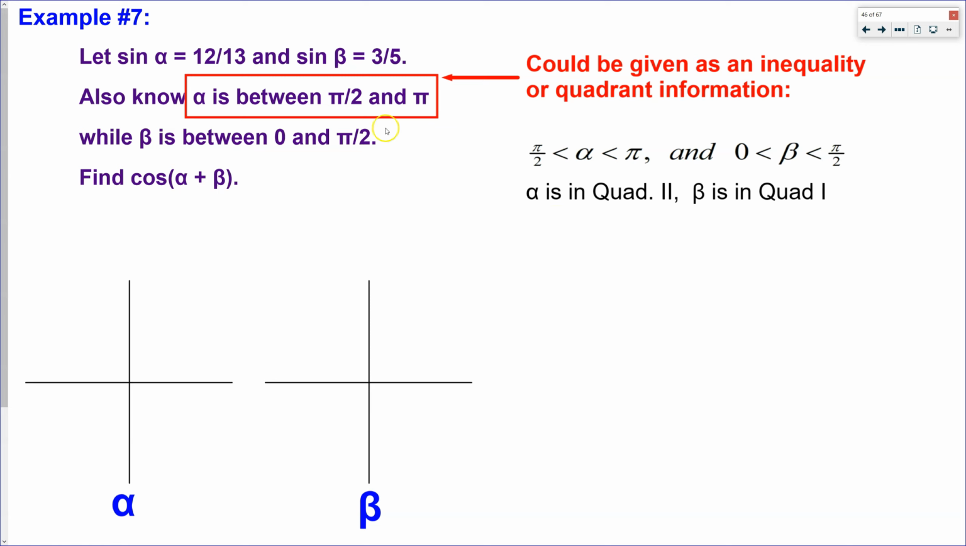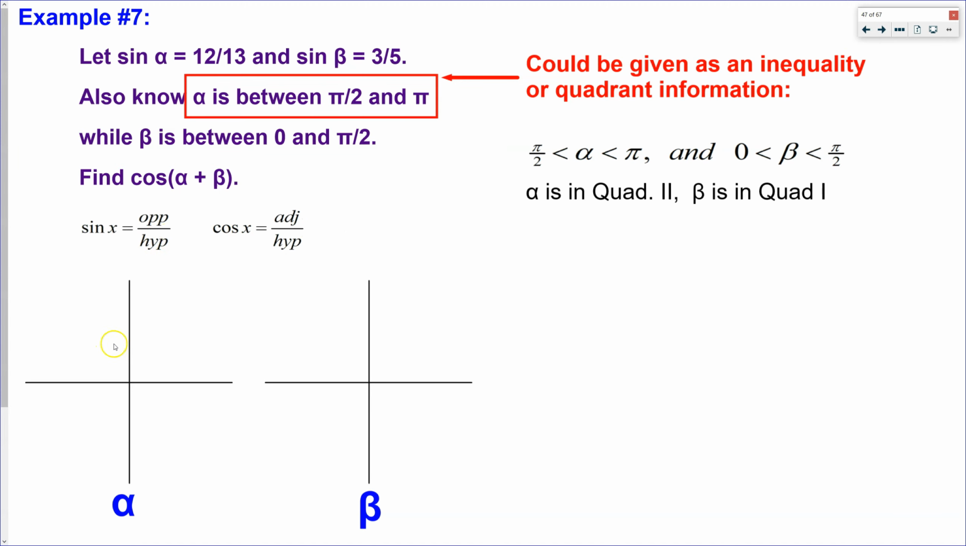So given that alpha is between pi over 2 and pi, and it's got a sine value of 12 over 13, I should be able to draw an angle somewhere in here. Now, if the sine value is 12 over 13, what does that really mean? Well, we have to go way back to the definition of sine in geometry terms, that it is the opposite side divided by the hypotenuse.